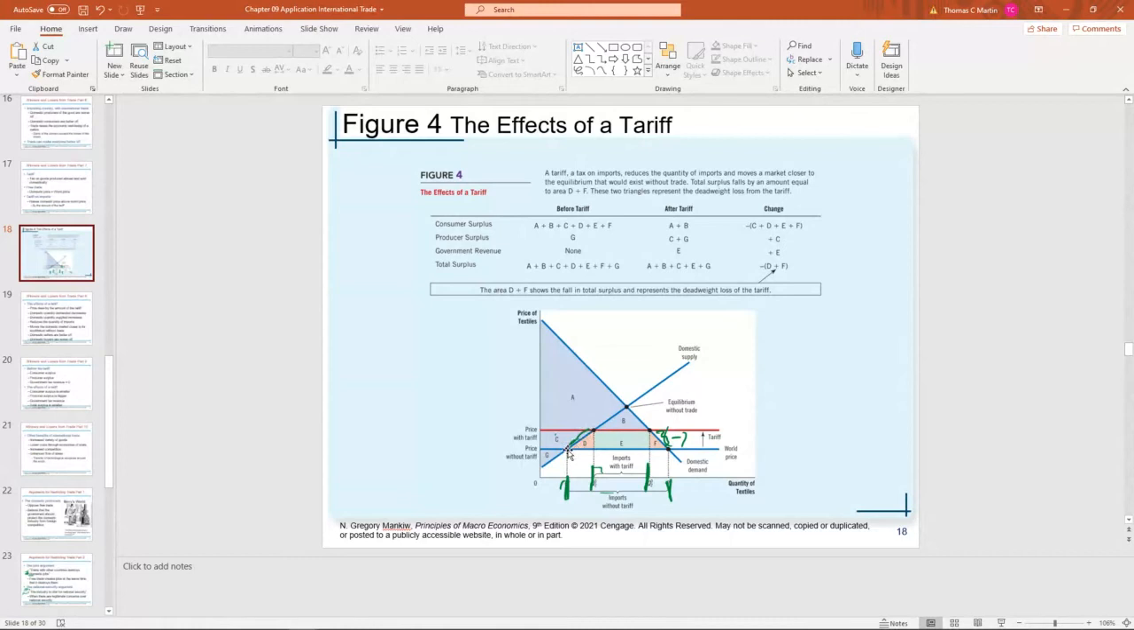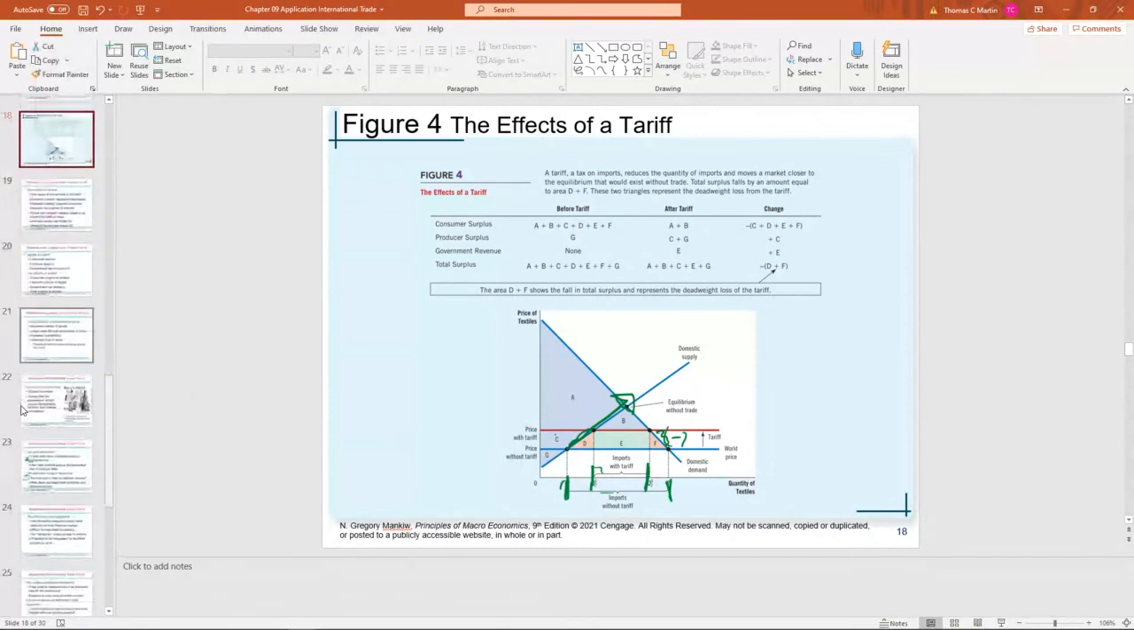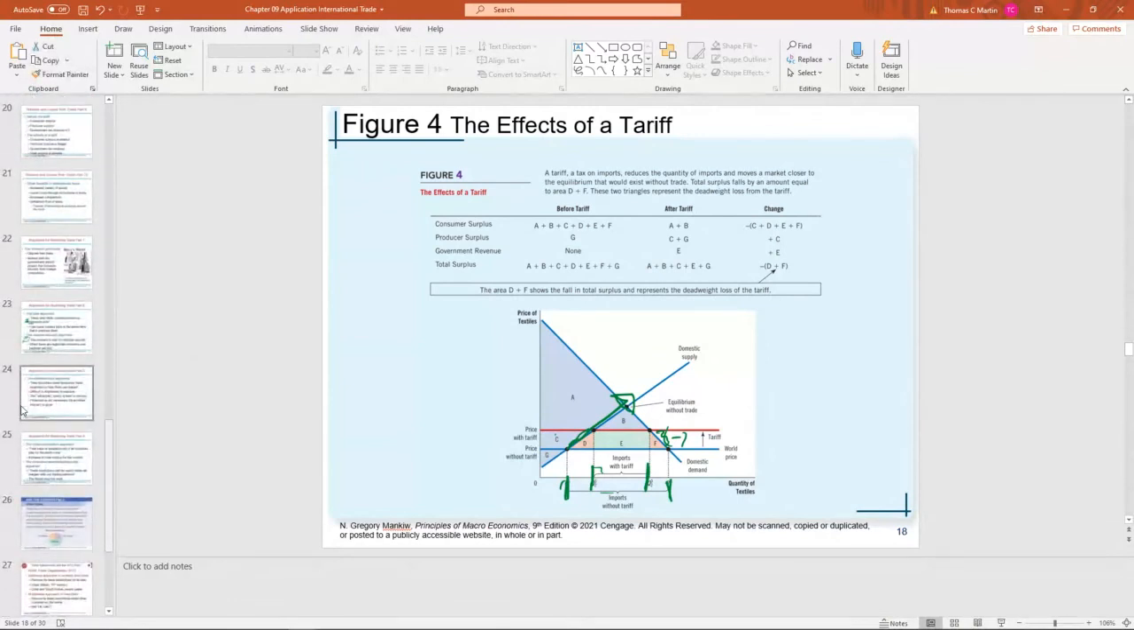So this is what the intention was: to take this point right here and drive it back up to here. For the purpose of national security.